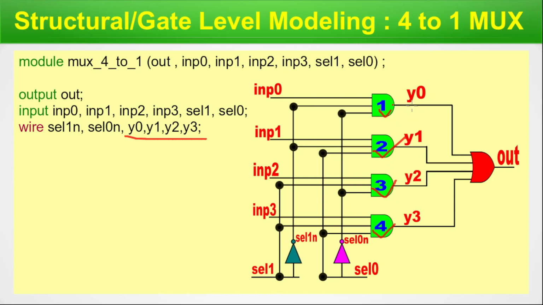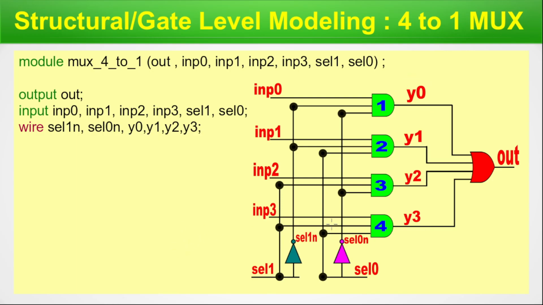This will have outputs which will be redirected to the final OR gate here. So these were, and these were. We have to give them a name, and hence we define Y0, Y1, Y2, Y3. And here in this picture, I have clearly marked them, so you can identify them.